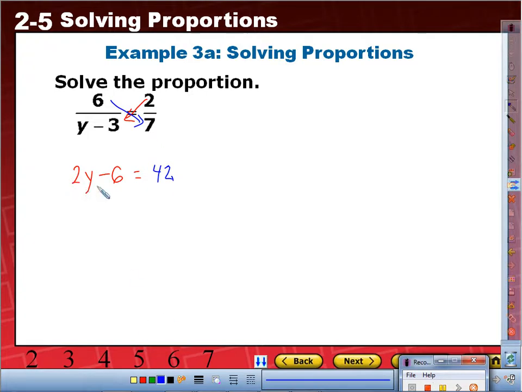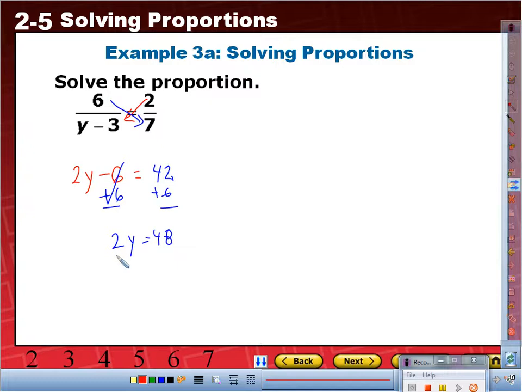Okay, let's continue. To solve for the variable, we need to start where there's addition and subtraction. Here we have minus 6. What is the inverse? Add 6. Add 6 to each side. This becomes 2y equals 48. The 2 is multiplying. What is the inverse? Divide by 2. Divide by 2. 1 times y is y. 48 divided by 2, that's 24.